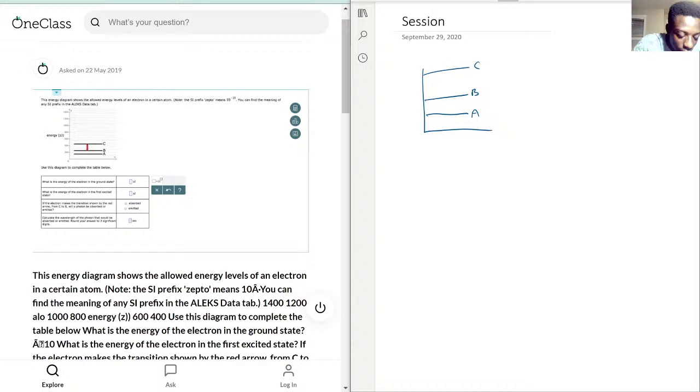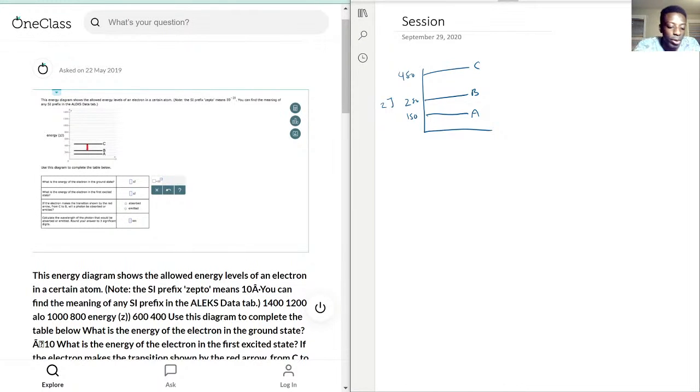Okay, and A, if you squint really closely, that's 150 zeptojoules. B is 2 lines above, so that's 250, and C would be 450. All of these are in zeptojoules. Okay, so we have that first part.